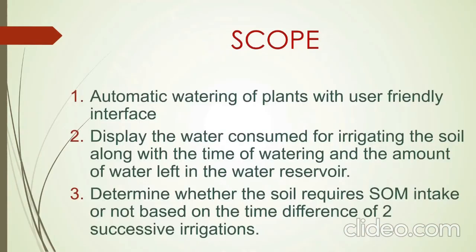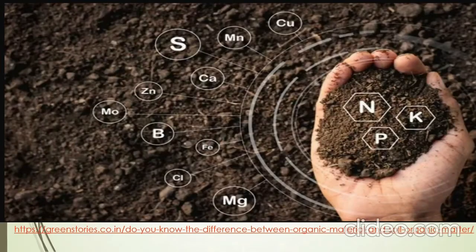Now the scope of our project is to automate the watering of plants with a user-friendly interface, and to display the water consumed for irrigating the soil along with the time of watering and the amount of water left in the reservoir, and to determine whether the soil requires SOM intake or not based on the time difference of two successive irrigations. This is our soil organic matter.